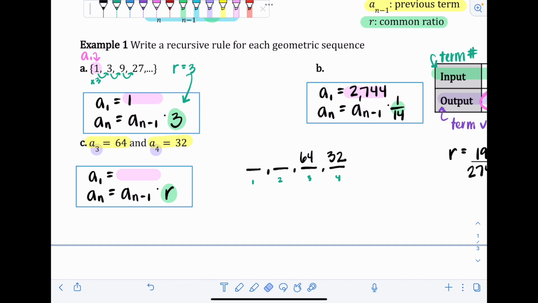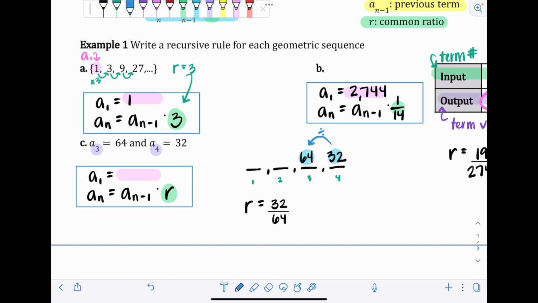As long as I have two consecutive terms, I can find r. I just have to take one term and divide it by the one in front of it. So to find r, I would take 32 and divide it by 64. It's important to note it's not always the bigger number divided by the smaller number. You have to take one term and divide it by the term in front of it. So 32 over 64, and now we need to reduce it.